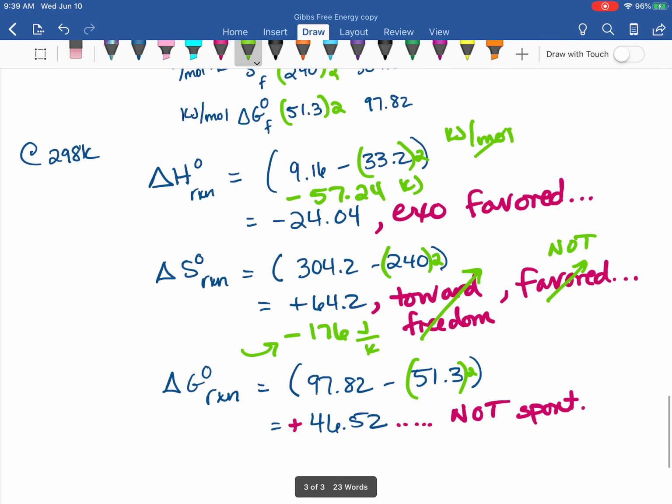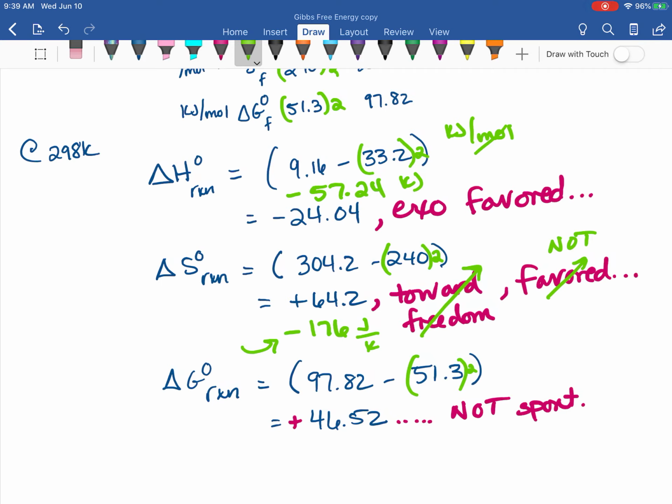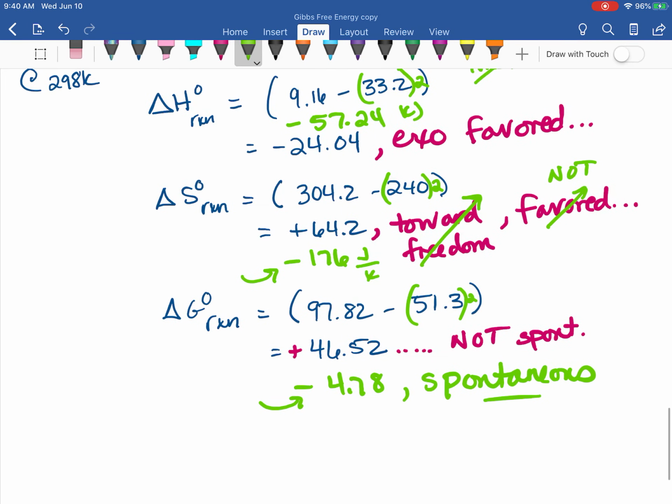All right, and now in our delta G, let's see if that changes everything. Let's take our 97.82 minus, and now I'm getting a minus 4.78. So now there's a minus sign. That means this is spontaneous. I love it. So this is one of the most common mistakes that we have on this test, to forget our moles. Look at what that did to our calculation. So this is now spontaneous.